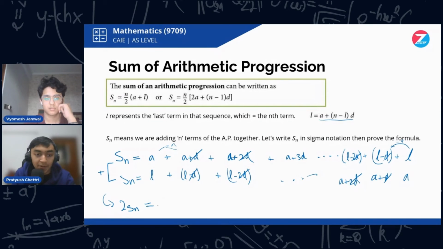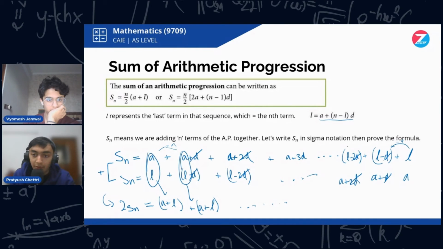Sn is this. Now let's add these two together to get 2Sn. And then what we've just done is we have a plus L here, a plus L here, and again a plus L here. And this continues all the way through. We just have a bunch of lots of a plus L. And in fact, since there were n terms in the sequence, we have n lots of this.